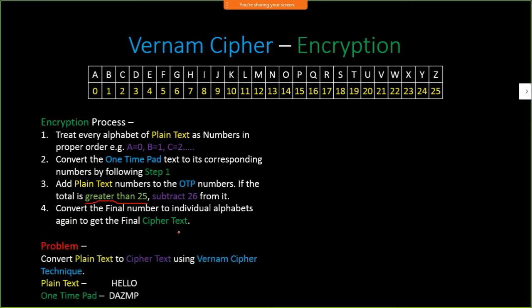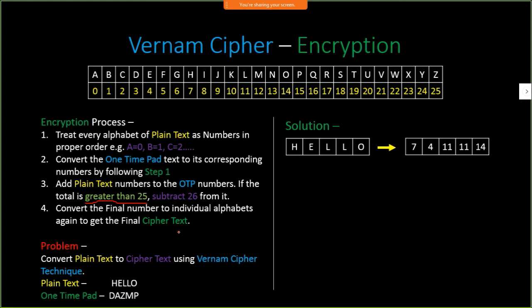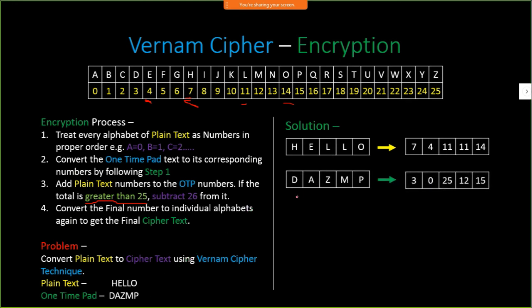So have a look. If the plain text is HELLO and the one-time pad is DAZMP, how will it look? The text HELLO is replaced by numbers: H is replaced by 7, E is replaced by 4, L is replaced by 11, and O is replaced by 14. We follow the same procedure with the OTP: D is replaced by 3, A is replaced by 0, Z is replaced by 25, M is replaced by 12, and P is replaced by 15.